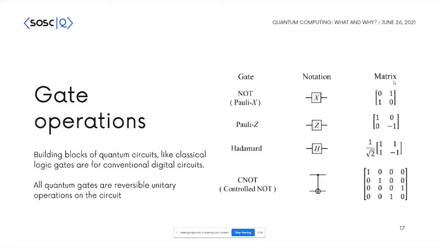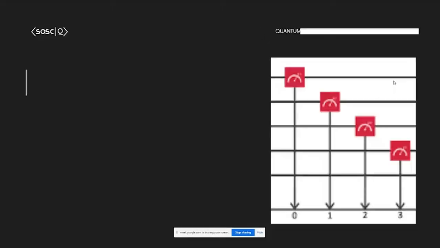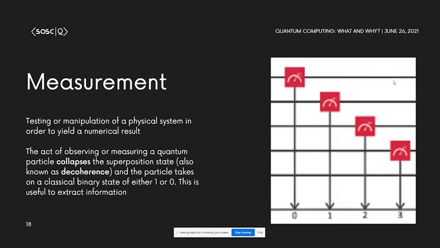So the next thing is, you have applied your gates, you have applied your circuit on your qubit. Now you want to get your measurement out. How do you get your measurement out? Basically, you apply a measurement operation. You define measurement in a quantum mechanical system as testing or manipulating a physical system in order to get a numerical result, right?